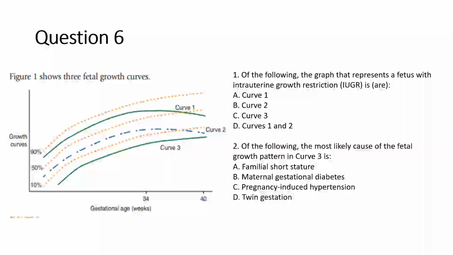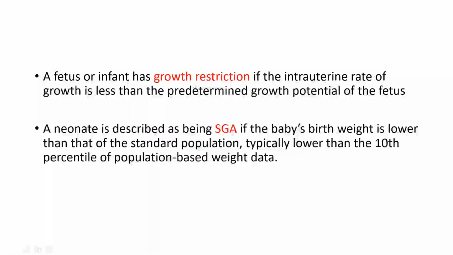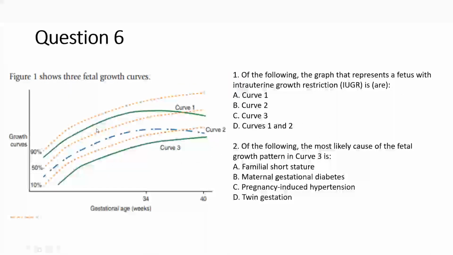So IUGR and SGA, though they can be used interchangeably, there is a slight difference in their definition. So I will just define a fetus or infant who has growth restriction if the intrauterine rate of growth is less than the predetermined growth potential of the fetus. So if we go back to the slide, the growth potential of curve 1 was to stay on the 75th centile and it has dropped. So it is the concept related to your growth potential. So curve 1 and curve 2, these two both are an example of IUGR where the growth potential has been higher, but it has shifted at a certain point in the pregnancy due to some insult. Now, if you look at 3, that is a graph of an SGA baby.